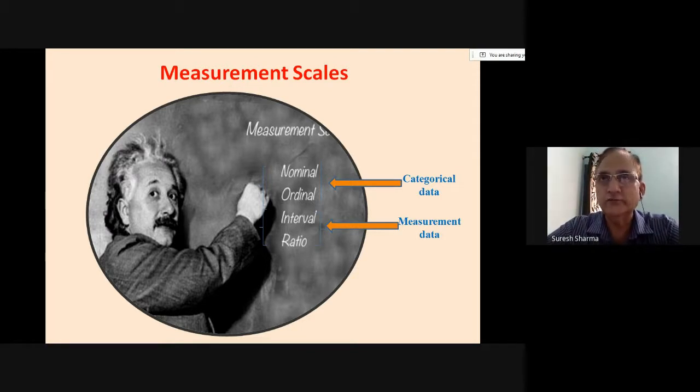There are two scales which are associated with the categorical data. One is called the nominal scale, another is called the ordinal scale. Please remember these two scales are for categorical data, nominal, ordinal. And again there are two scales for measurement data, and these two scales are interval and ratio. Interval and ratio for measurement, nominal and ordinal for categorical data. Please remember these terms or maybe you can note down also. Now first of all I will discuss what is the difference between these scales. First of all I will pick up the categorical data. There are two scales, nominal and ordinal, and I will give you certain examples.